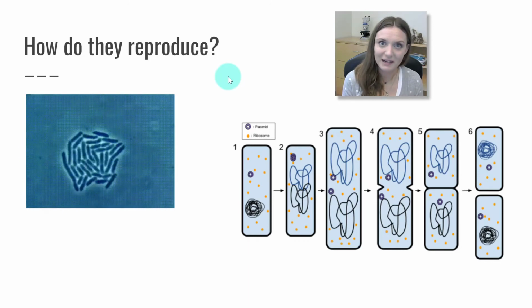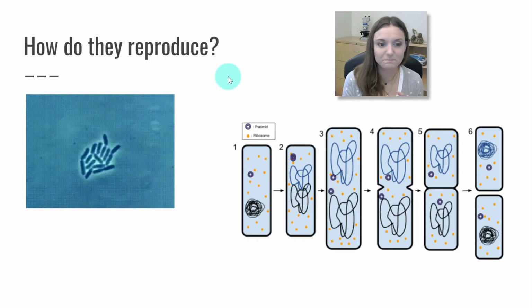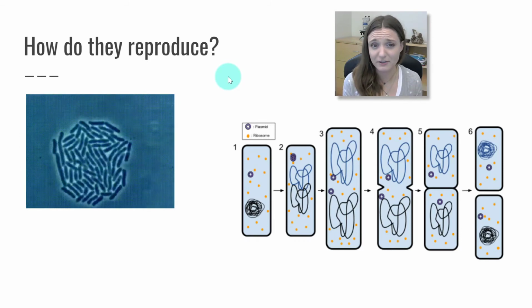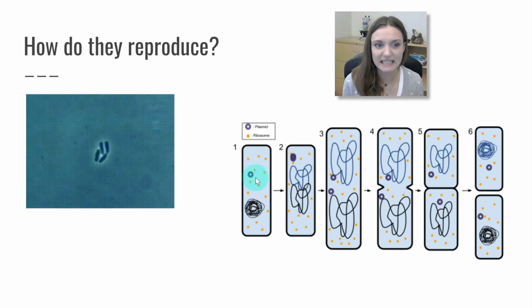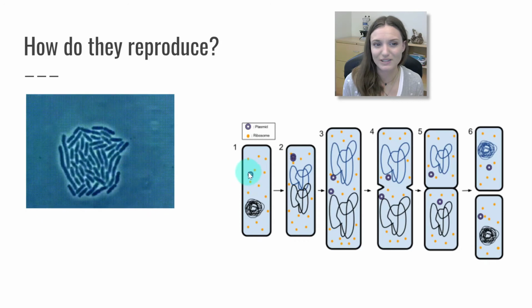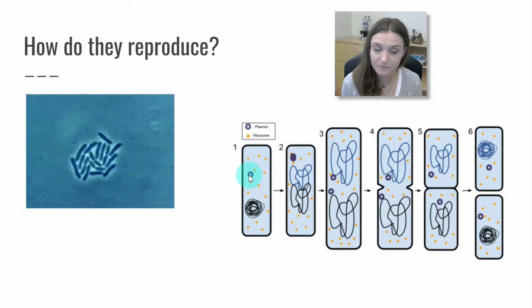So yeah, you can get a lot of bacteria in a very short period of time, starting with just one. Bacteria reproduce through a process called binary fission. Basically, they copy all of their DNA, and if they have any extra DNA, sometimes they'll store it on what we call a plasmid.